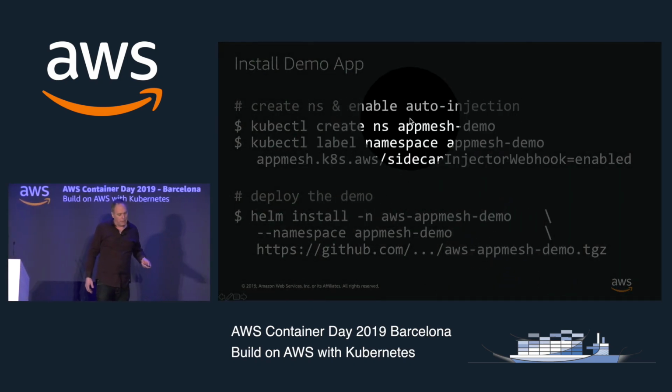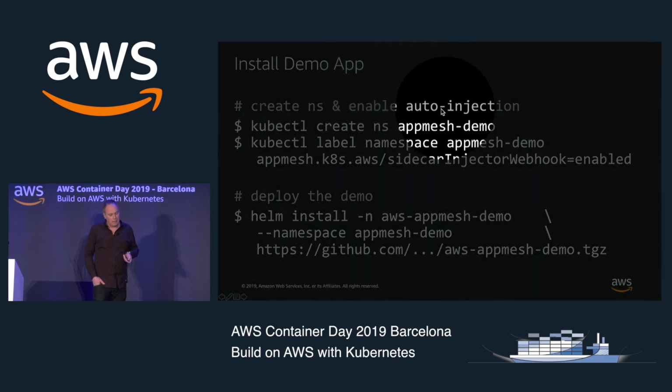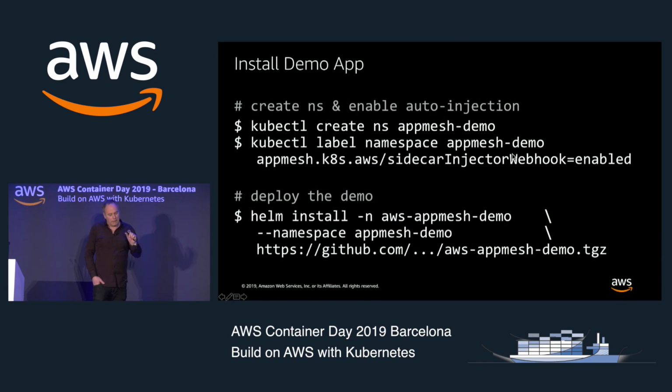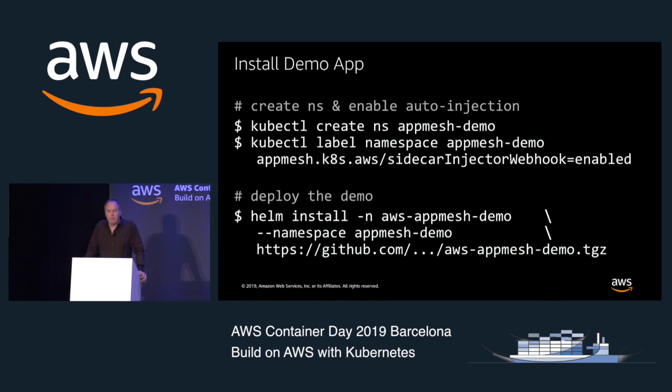This is where you first create a namespace, which is called App Mesh Demo. And then this is the magic, where we label the namespace App Mesh Demo with this sidecar injector webhook enabled, which basically means whatever you deploy in this App Mesh Demo namespace gets those sidecars injected. And because we have StatsD and we have Envoy and we have X-Ray, it's actually 3 sidecars. You don't need all 3. You can disable them if you want. But in this case, you will see 4 containers running in 1 pod.